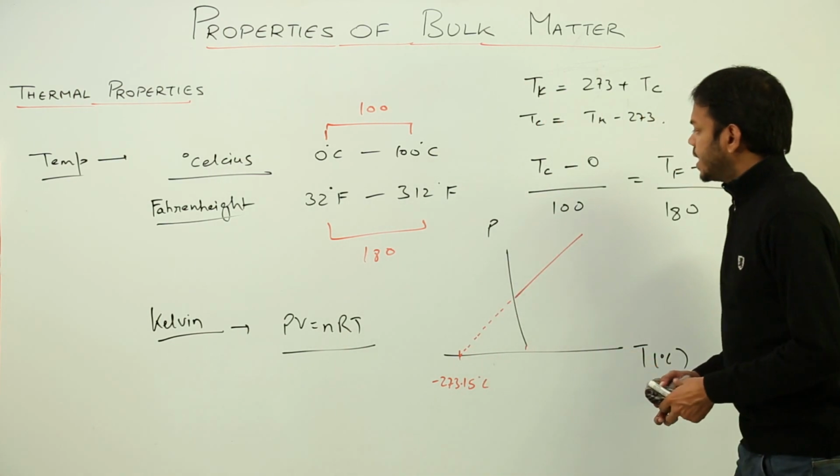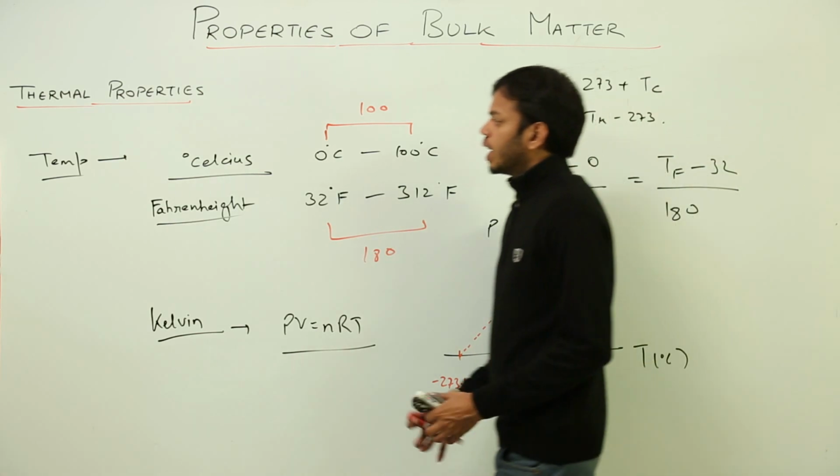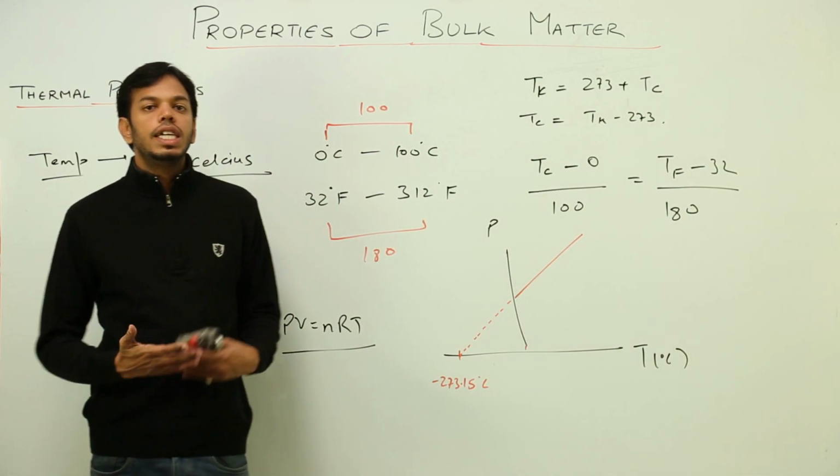So these are the three scales on which temperature is basically denoted. Let's move on to what happens when heat is provided to a body.